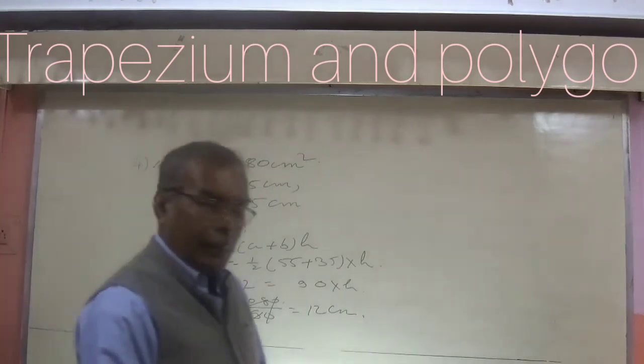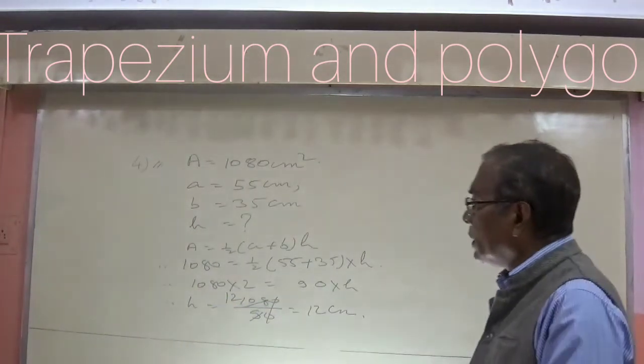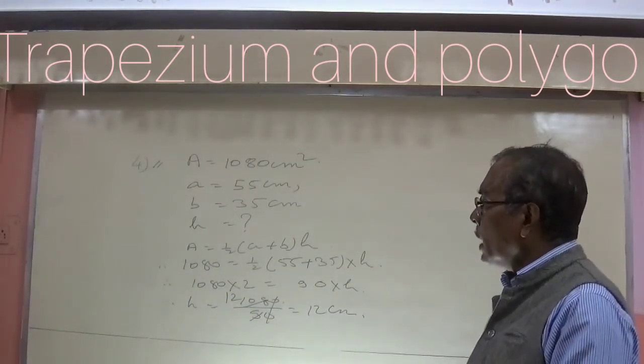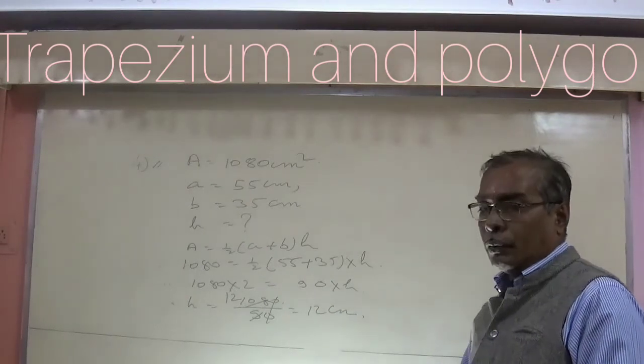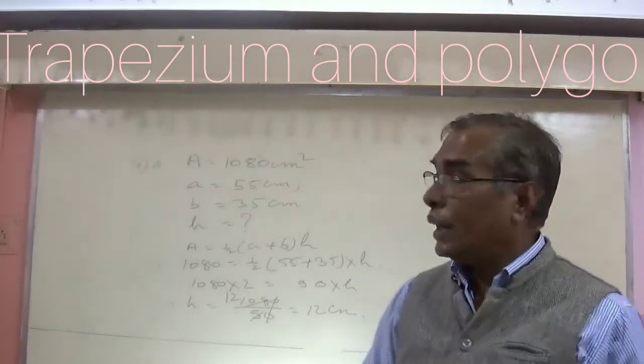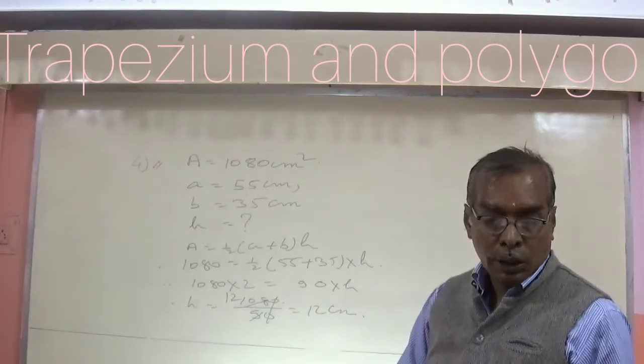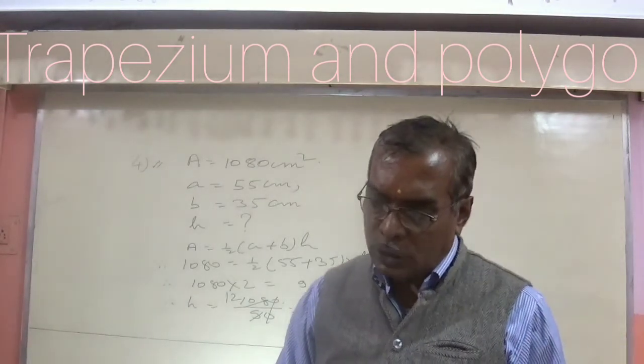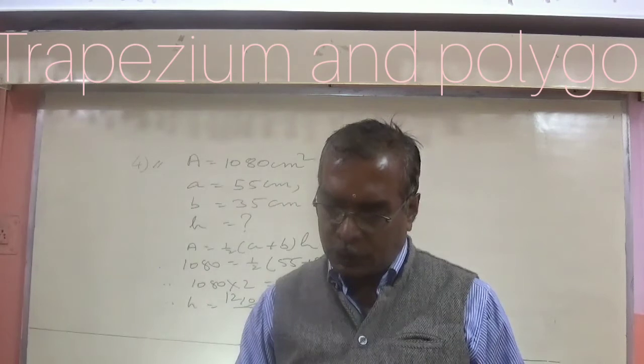So it is that type of trapezium where the parallel sides are 55 and 35, and if you take the height, you will find the area will come as 1080. You may cross verify the things. It is not required to cross verify the things.